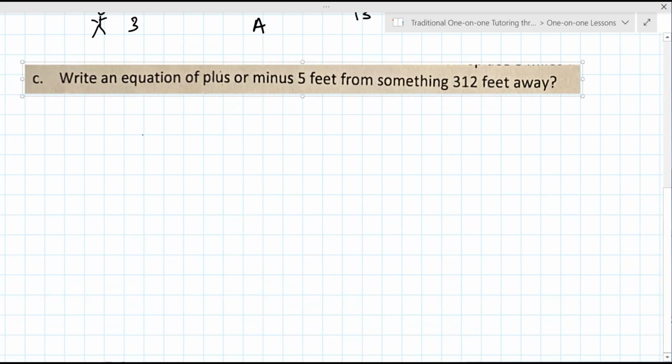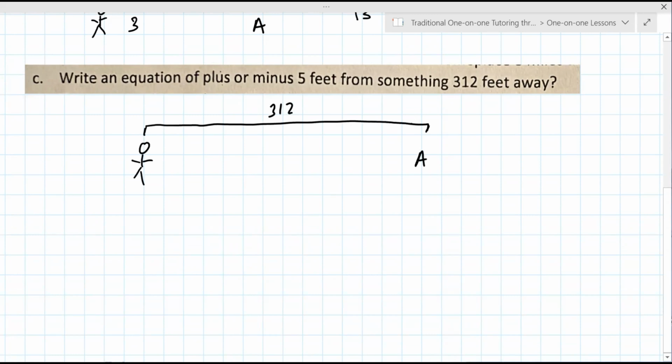Okay, so the picture is you're here and there's something 312 feet away, but it could be a little bit left of it and it could be a little bit right of it. Okay, so you're X and you're 312 feet away from something.